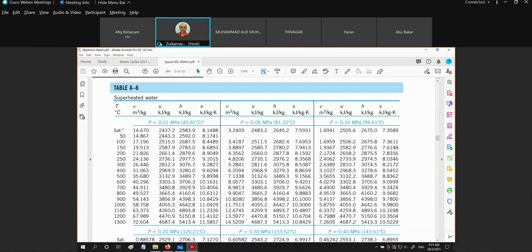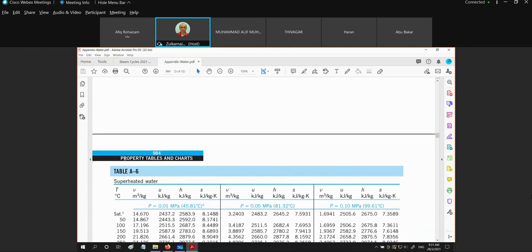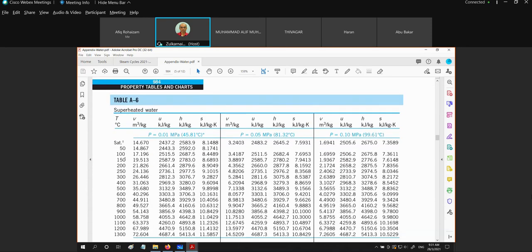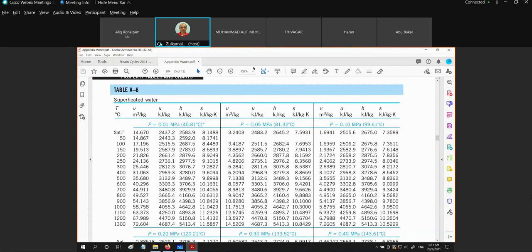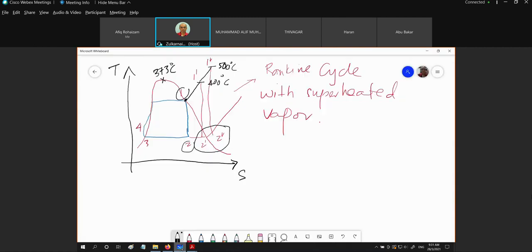0.4 megapascal is equivalent to 0.04 kan? Tak ada. Tak ada, maybe kita guna online punya data. Kita guna online punya data lah kalau tak ada. So kita continue with that example, with the same pressure, high pressure, low pressure. Okay. You nak guna 400 ke 500? Kita guna 400 lah. Let's look at 400.